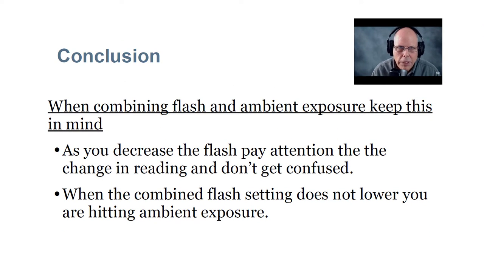So my conclusion is, when combining flash and ambient exposure, keep this in mind. As you decrease the flash, pay attention to the change in the reading and don't get confused. When the combined flash setting does not lower, you are hitting ambient exposure. This is a reminder to myself, because it happened to me on a shoot and I got very confused about it. For example, if I wanted to hit f5.6 and it was reading f6.3, and I kept lowering the flash, it's not going to go any lower because you've hit the ambient reading.